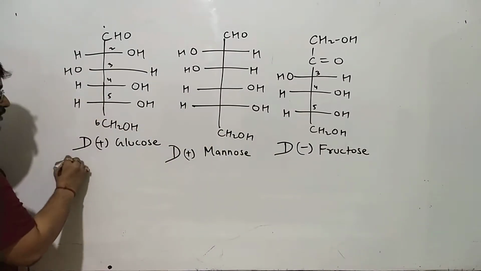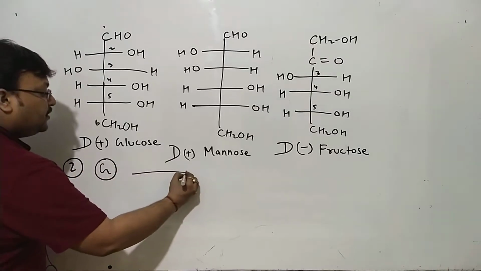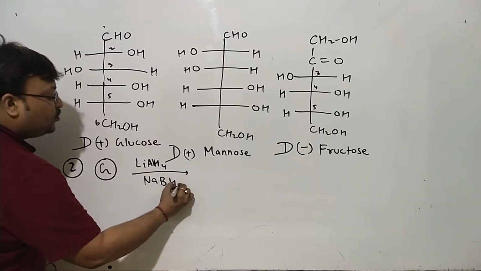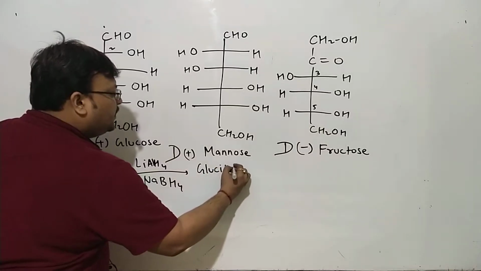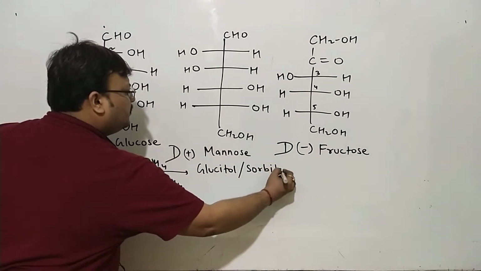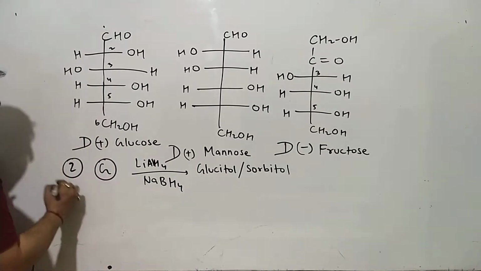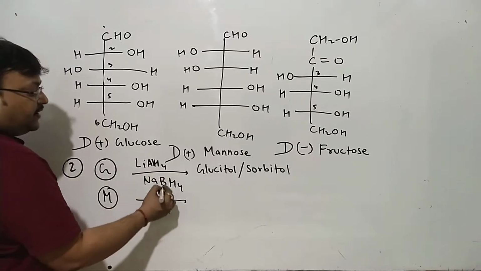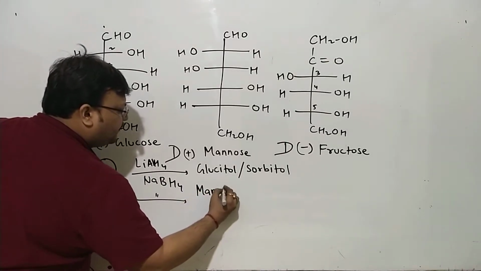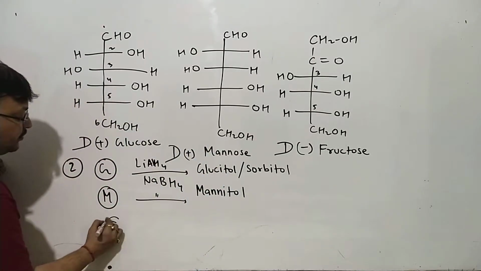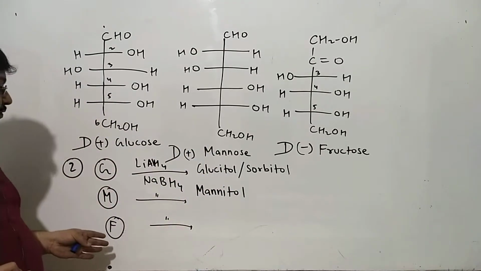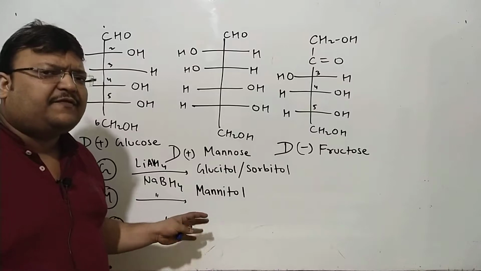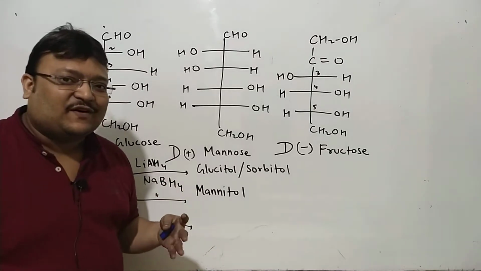Now when glucose is reduced in this manner, with lithium aluminum hydride or NaBH4, it gives you glucitol. It's also called sorbitol. So glucitol, because it comes from glucose. Naturally, mannose with a similar reduction will give you mannitol. What about fructose? Glucose will give you glucitol, mannose will give you mannitol, and fructose will give you, so many people tell me, fructitol. There is no compound like fructitol.